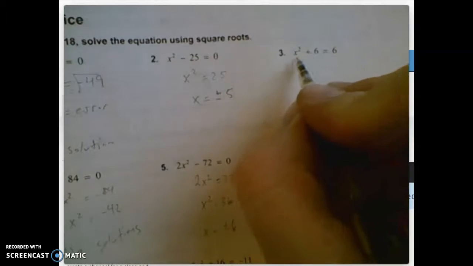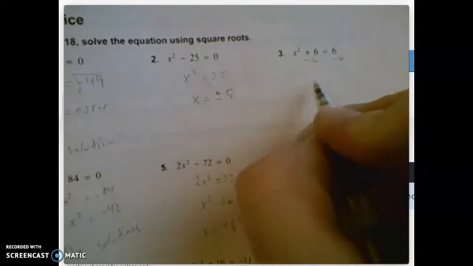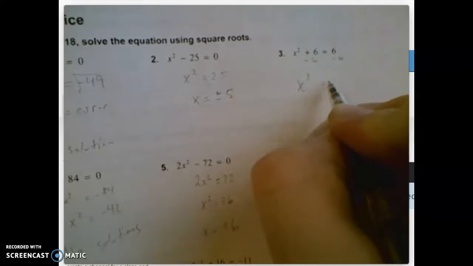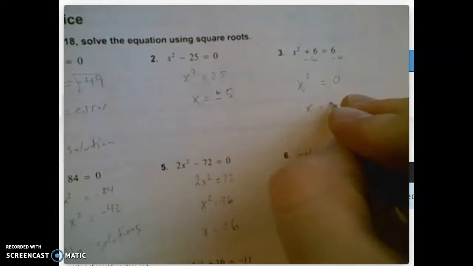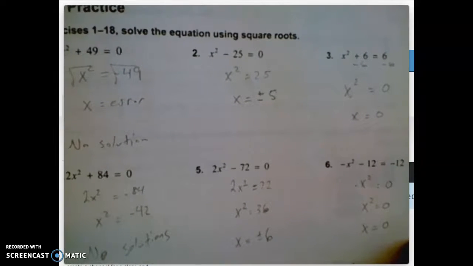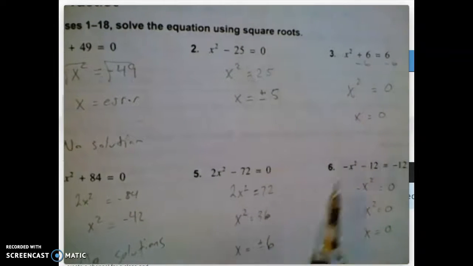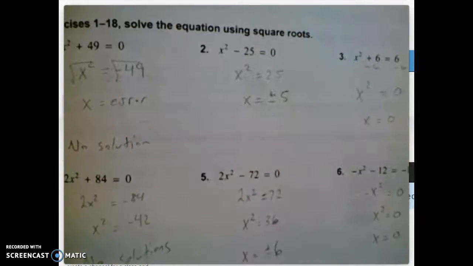And number 3, x squared plus 6 equals 6. So minus 6 to both sides. x squared equals 0. Take the square root of 0. x equals 0. There's your one solution. So those are our three options here: a 2 solution, a 1 solution, and then a no solution.